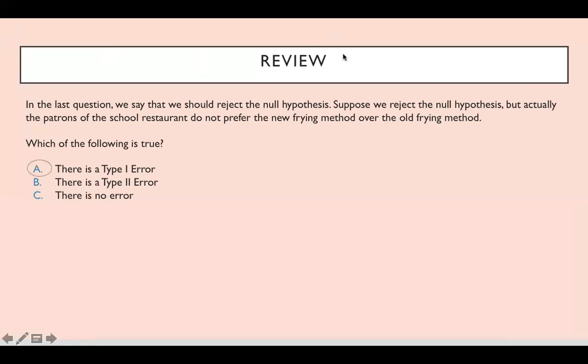Alright, our answer here is A. There is a type 1 error present because if we reject the null hypothesis, we see that there is something going on, there is a difference in our data, but actually the people at the restaurant do not prefer it, so there really was nothing going on even though we said there was, so this is a type 1 error.